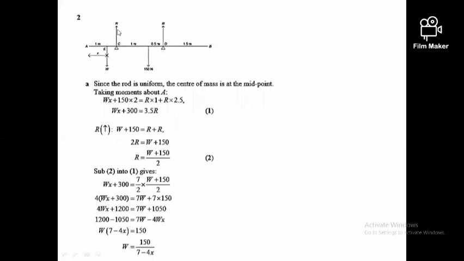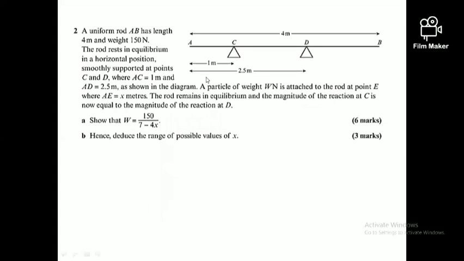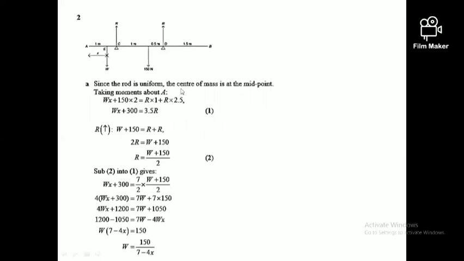Anti-clockwise moments are due to these two. Here to here the length is 1 meter, so 1 into R. And from here to here the length is 2.5, given in the previous question, so that is 2.5 into R. Then if you simplify this, you obtain Wx plus 300 equals 1R plus 2.5R, which is 3.5R. I'll keep this as the first equation.